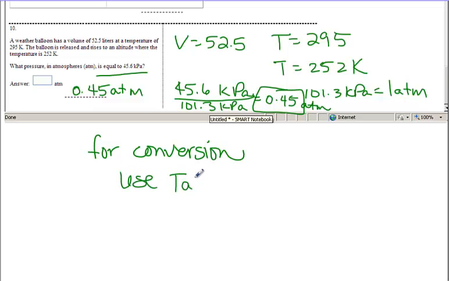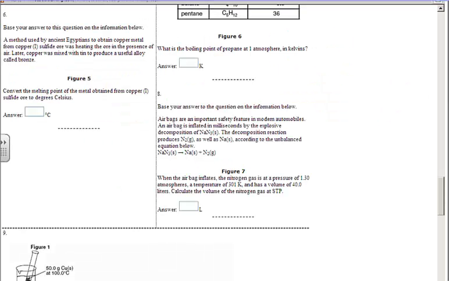And that is going to be on table A, which tells you standard temperature and pressure. All right, so let's look at a couple more questions here.